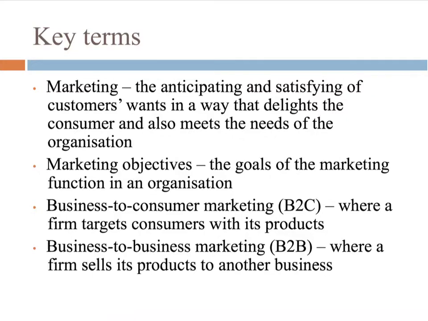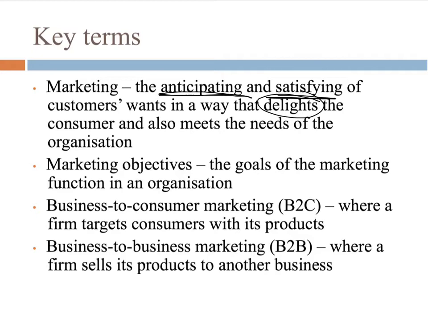So first of all, key terms, make sure these go in your definitions book. So marketing, this is defined as anticipating, so thinking before it happens, and satisfying, so giving. So the anticipating and satisfying of customers' wants in a way that delights the customer and also meets the needs of the organisation. So it's not just that we're trying to make the customer feel, meh. We're not trying to feel, yeah. We're trying to make them feel delighted.